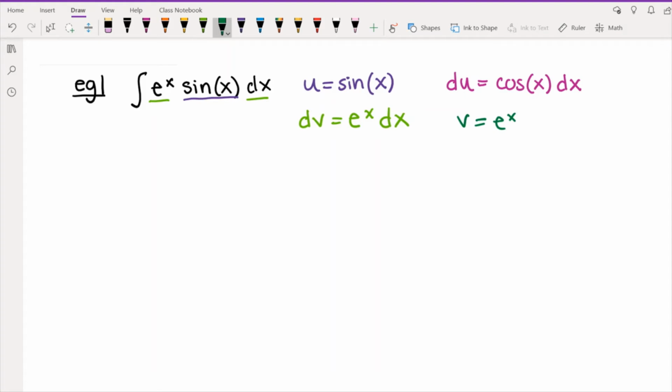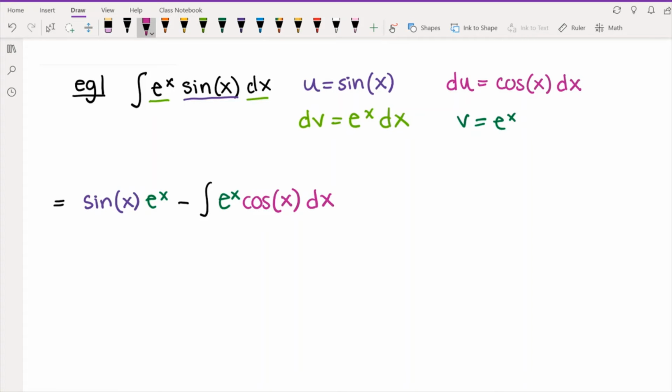So let's see what we get when we put this all together. So we get u times v, so that's going to be sine of x times e to the x. Oops, let me be consistent with my colors here. Minus the antiderivative of, so now we do v times du. So that's e to the x times cosine of x dx.